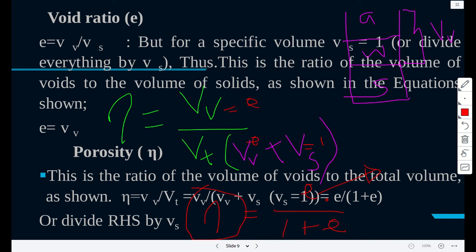So imagine in the exam you are told to prove that and you cannot prove it. Very simple. Once you express the primary definition, then from specific volume equals 1, and then the volume of voids is e. It can easily be proven.